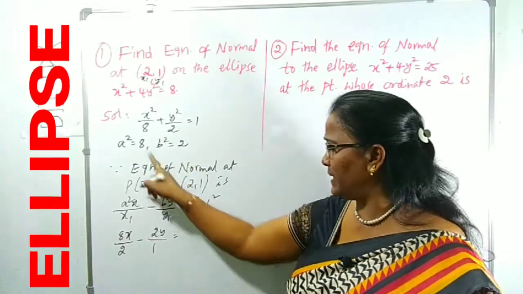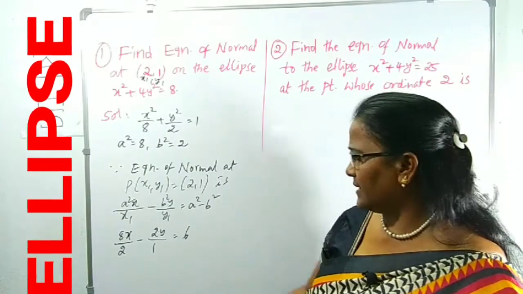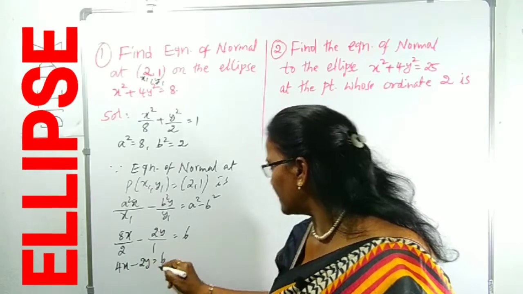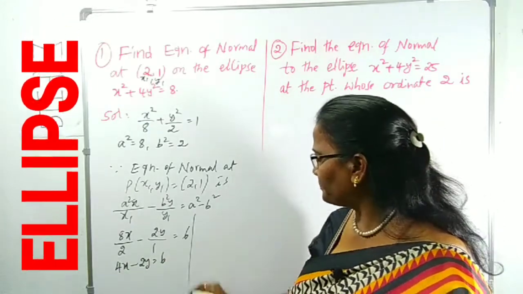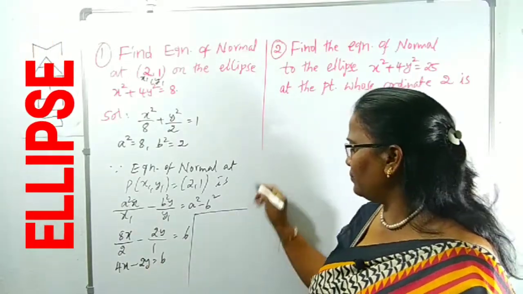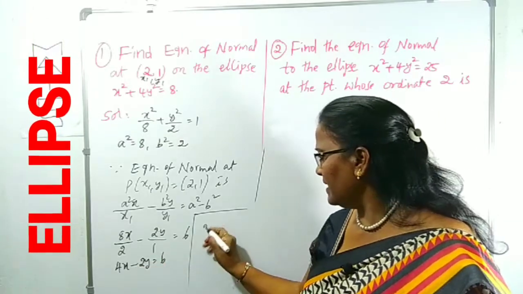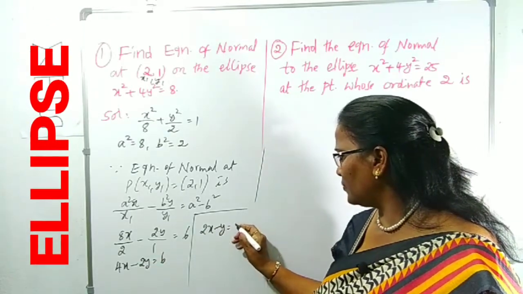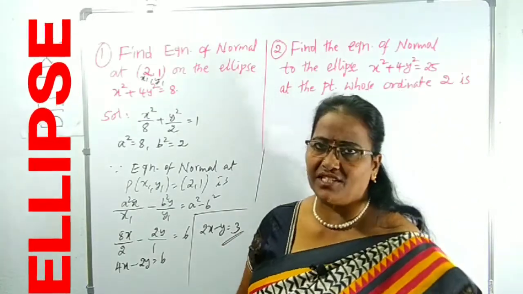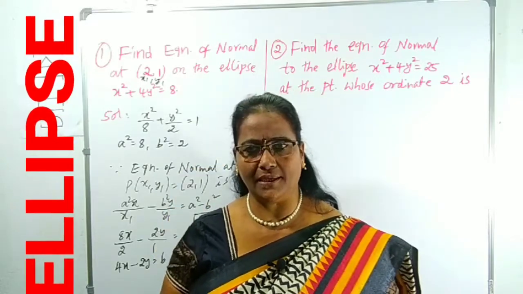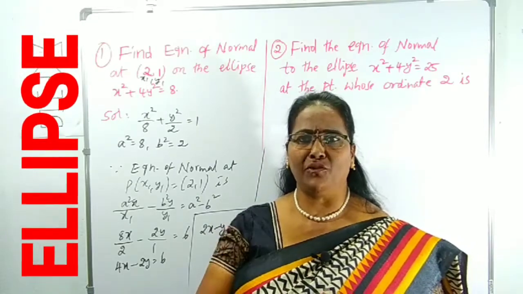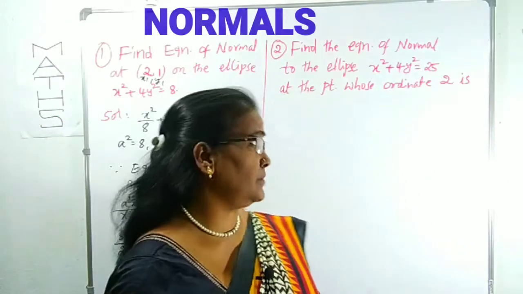8 minus 2 is 6. Okay, right. 2 will be cancelled in 8, 4 times. 4x minus 2y is equal to 6. You know that among these three terms, again 2 will be cancelled. But in the cancellation of 2, what happened? It will be 2x minus y is equal to 3. That's why 2x minus y is equal to 3 is our required equation of normal at the given point. Is it clear? So what is the given data? According to the data, we have to choose a formula, right? Now we can come to the next question.